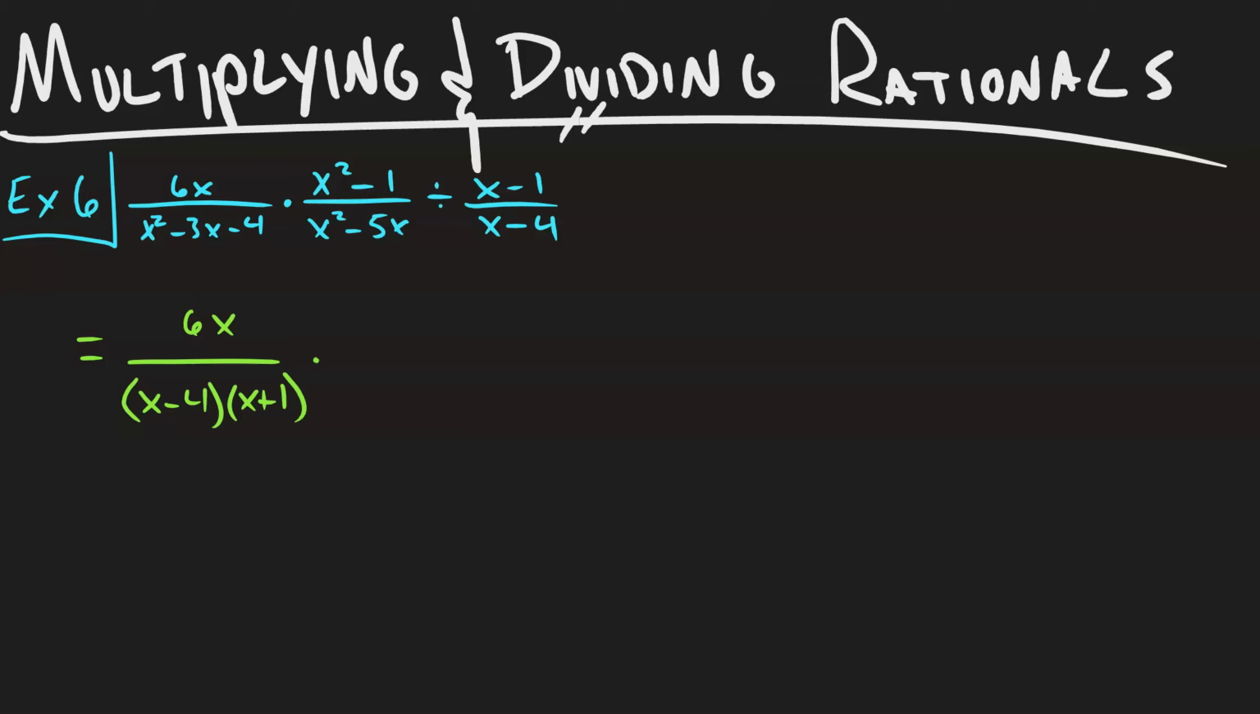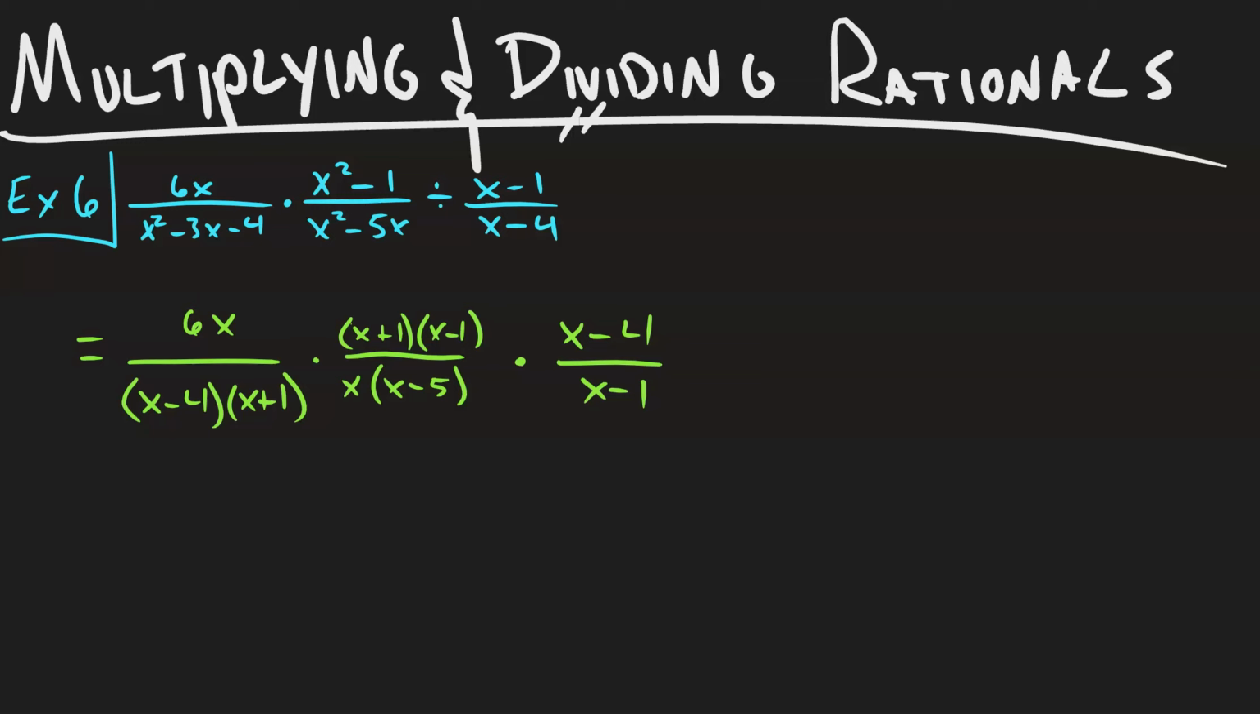Our second fraction, we have a difference of squares in our numerator, x plus 1 times x minus 1, and we can factor out an x from our denominator, leaving us with x minus 5. We'll be dividing by, or really when we divide we're multiplying by the reciprocal, so we'll be multiplying by x minus 4 over x minus 1. So now let's go ahead and cancel out all of our common factors.